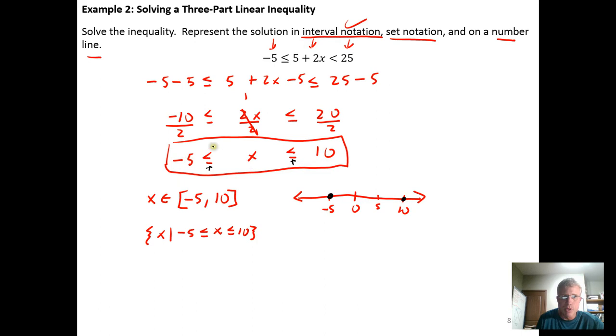And x is between the negative 5 and the 10, so we just draw the line segment from negative 5 to 10. The alternative approach would be to take that number line and do the square brackets to show that the negative 5 and the 10 were included, and then draw the line segment connecting them.